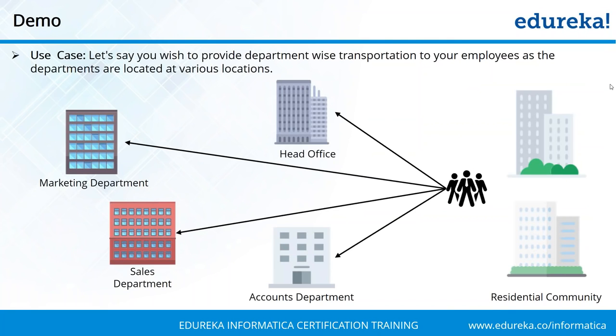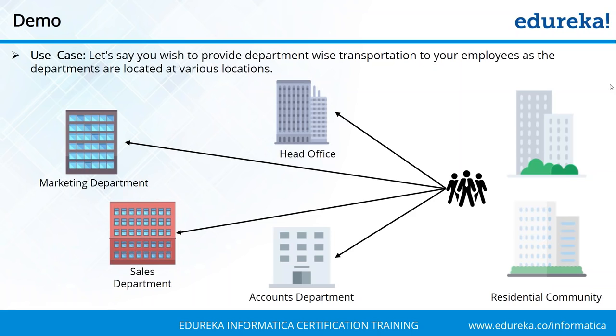So here, let's say you're part of an organization. Your departments are located in various locations, so you need to provide your employees department-wise transportation. Although your employee table has the details of the department ID, you still don't know the location of that department or the department name. This data is present in another department table.